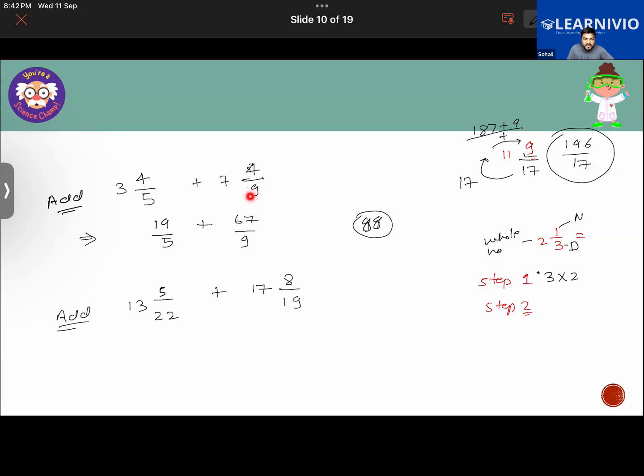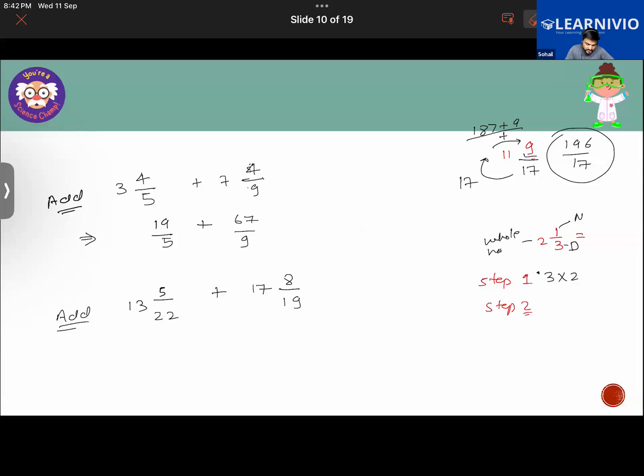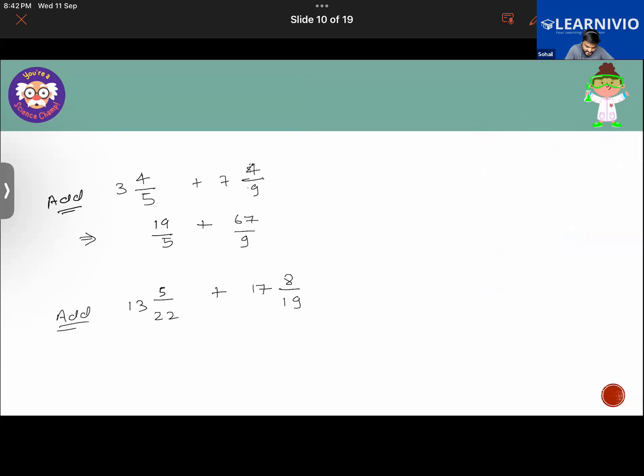See here what we have done. 9 sevens are 63. 63 plus 4, that is 67. So 67 upon 9. Now what we are getting to see is that their denominators are different. So we are going to take the LCM now, right? Getting it, guys? Let me just clean all these things. So we are going to take the LCM. So LCM of 5 and 9 is how much?